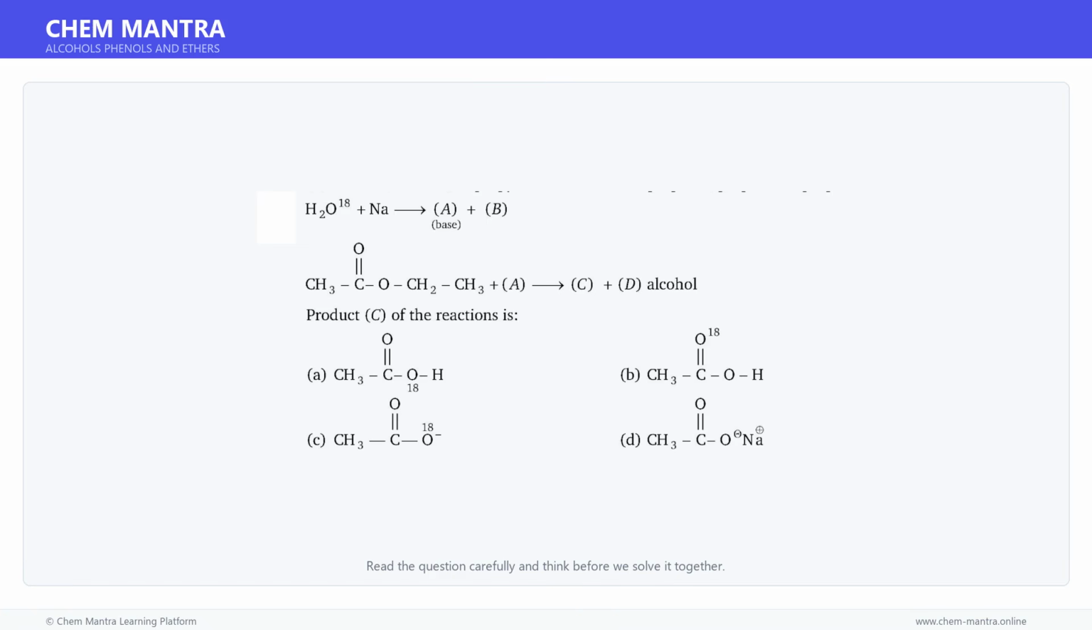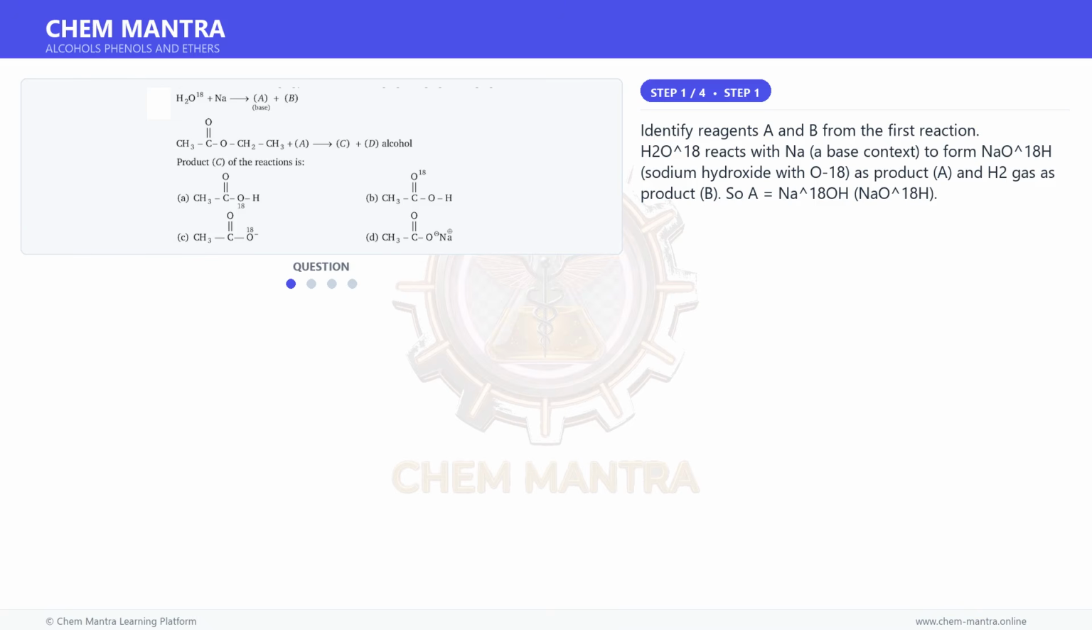Here is a question. Read it carefully and think about the answer. Let us solve it step by step. Let us begin solving this step by step. Identify reagents A and B from the first reaction.